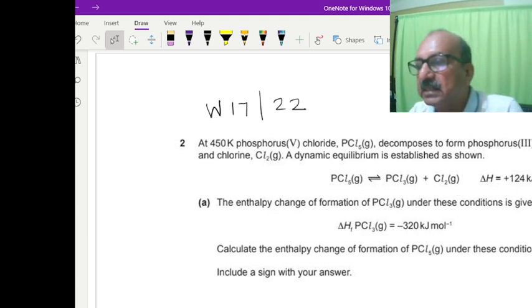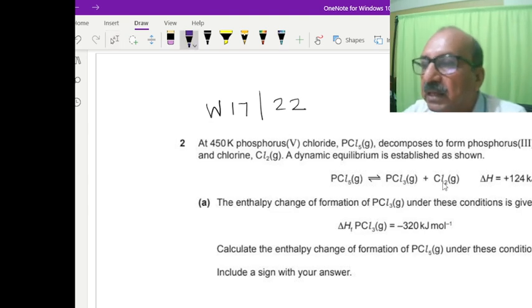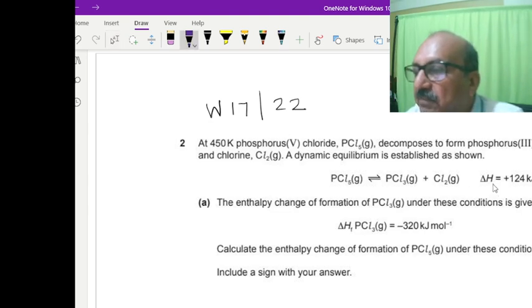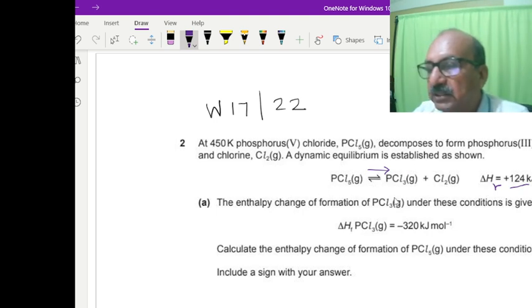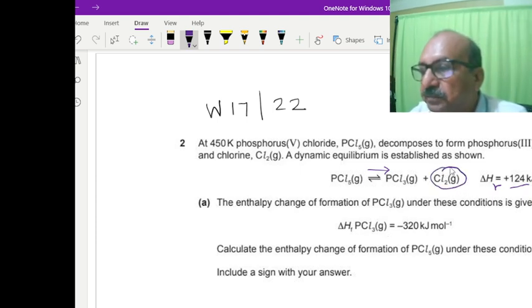So remember that this delta H value is actually the enthalpy change of the reaction. That means when this reaction takes place, obviously in the forward direction, then so much heat, plus 124 kilojoule per mole, has been absorbed because of the plus sign. So this is the enthalpy change of this reaction. And once again it's an element, so the enthalpy change of formation for this chlorine will obviously be 0, so don't bother about that.